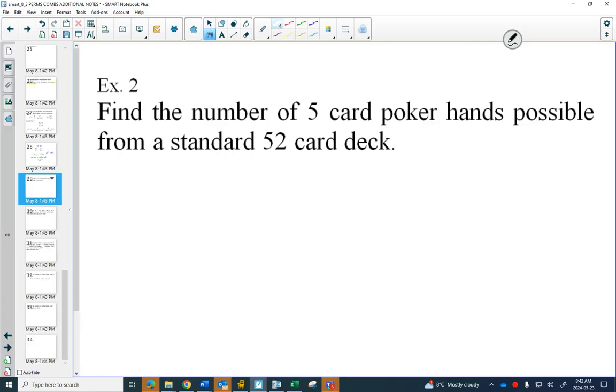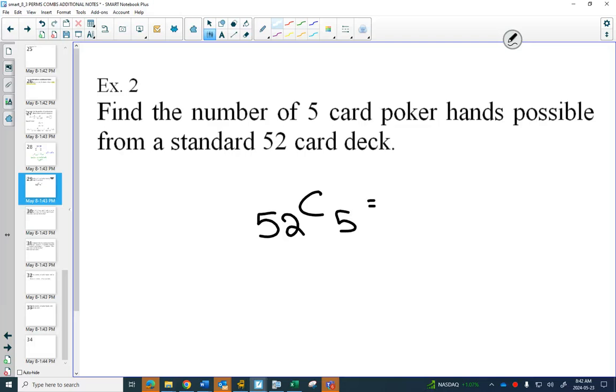Find the number of 5-card poker hands. So a common game that people play with cards is poker. And in poker, you have 5 cards that are yours. So if we look at how many poker hands are possible, first of all, does the order matter in how they deal you the cards? No, you get your cards, you can mix them around however you want. So we know that the order doesn't matter, and this becomes 52 choose 5.